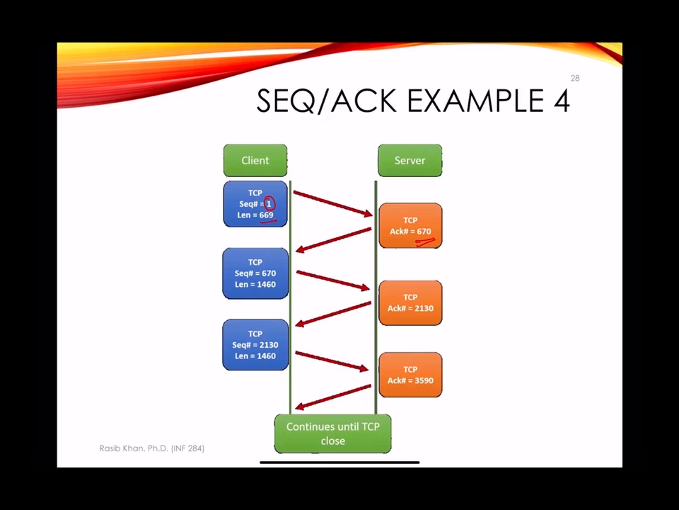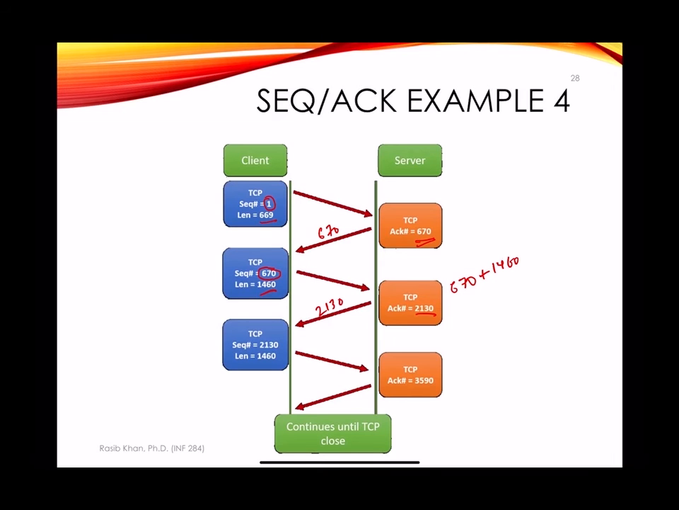So when the client receives the 670 in the ACK, it now understands that this is supposed to be the next byte number that the server is expecting. The length could be different, but the sequence number must be 670. And in this case, the second segment is of length 1460, which is then sent over to the server. The server receives it properly and then adds 670 to the number of bytes that it just received, which comes to 2130. And this is the ACK value that is sent over to the client.